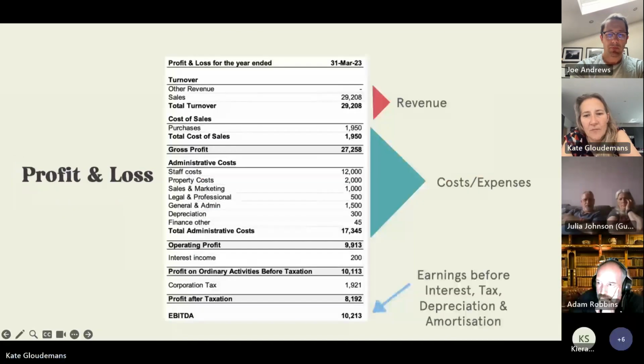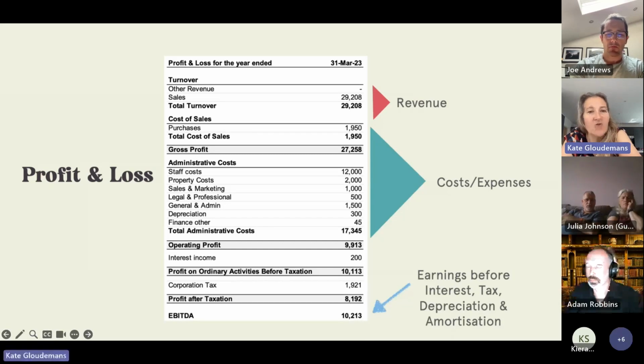All right, so profit and loss. The profit and loss or income statement provides you with an overview of how your business has performed over a set period of time.